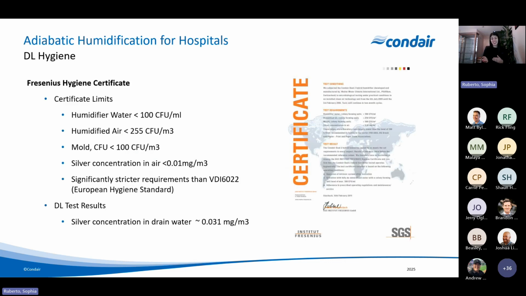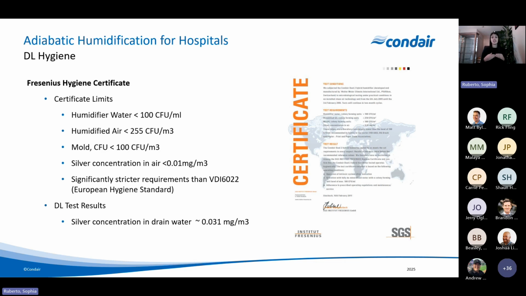So what we also did, taking that even another step further, is we had this third-party certified through the Fresenius Institute in Germany. The Fresenius Institute is used to certify other medical technologies such as dialysis machines, and this is up to a hygiene standard. So they installed and ran our system for over 6 months of testing, and they purposely introduced different strains of bacteria into the water to see how the silver ion dosing system would be able to handle these different strains of bacteria. After months and months of testing, we were able to achieve their certification limits.